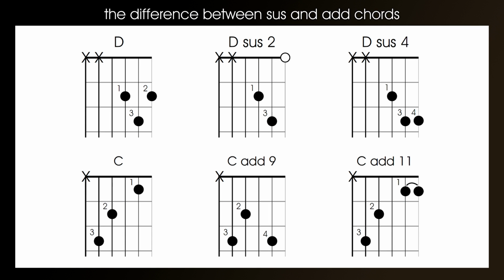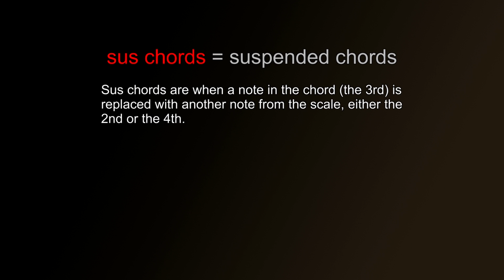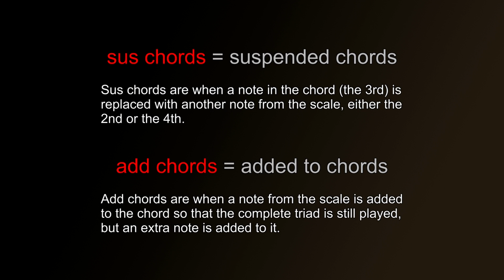The clue to the difference in these chords starts with the name. So if we look at sus first, this is short for suspended. And this means one of the notes within the chord has been suspended or changed. And that means the chord has fundamentally changed. Whereas add means added. So a note has been added to the chord. And basically the chord structure hasn't changed, it's just had an extra note put in.